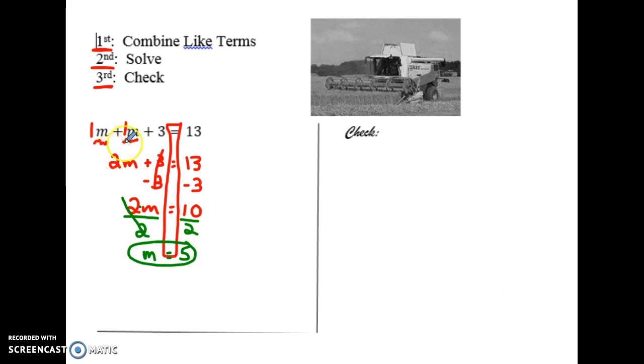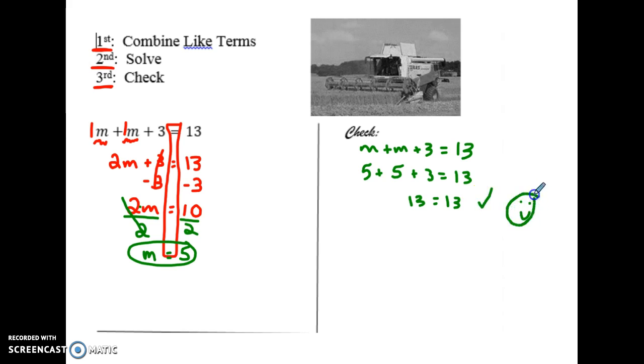So you'll circle your answers when you're done solving, but we want to check. So, very important, you go back to the original equation. Not the one you monkeyed with, because then if you goofed up, you won't figure it out. M is supposed to be 5. This m is also supposed to be 5. Guess what? When you plug that in and you do your math, 5 and 5 makes 10, 3 more makes 13. So we know that we did a good job. We are happy.